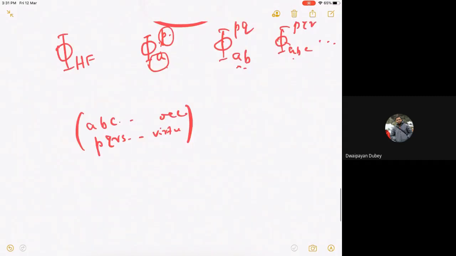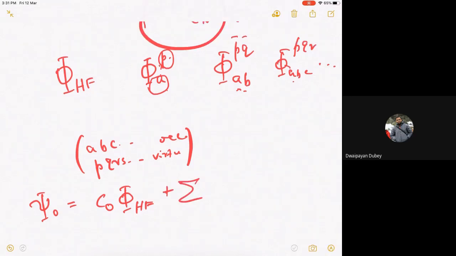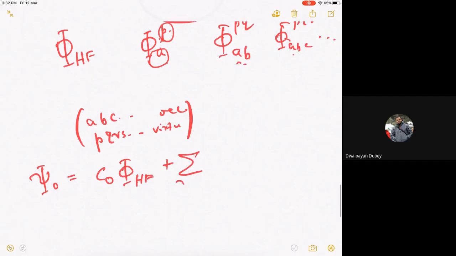So finally, I can write my exact wave function as C0 phi Hartree-Fock. Now I take a linear combination of all these. This is not one determinant. I have to sum over all A, all P, and I have a coefficient which I write exactly like this, CAP, phi AP. This is, of course, an n-electron determinant.